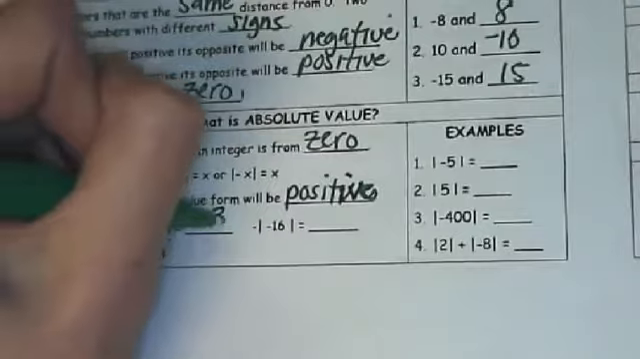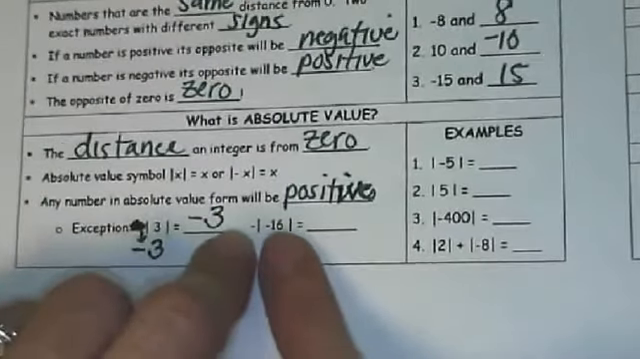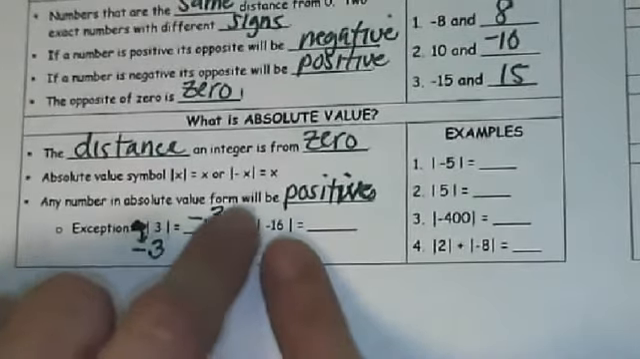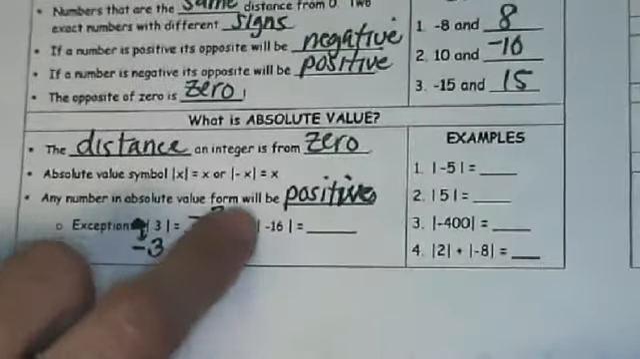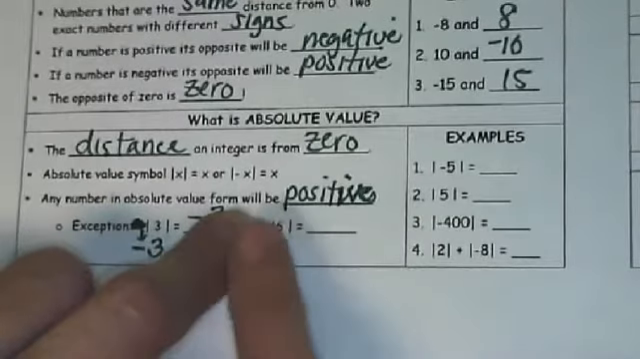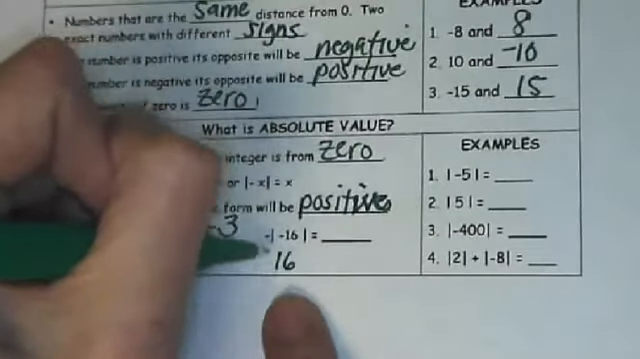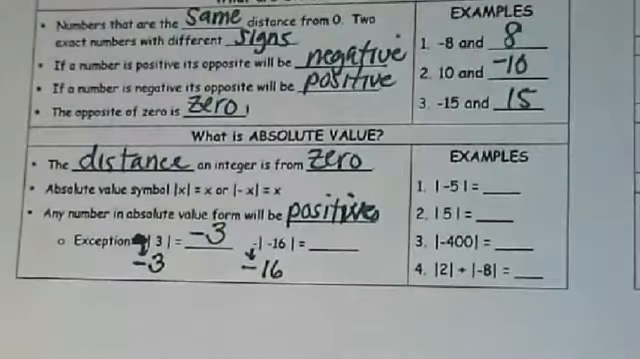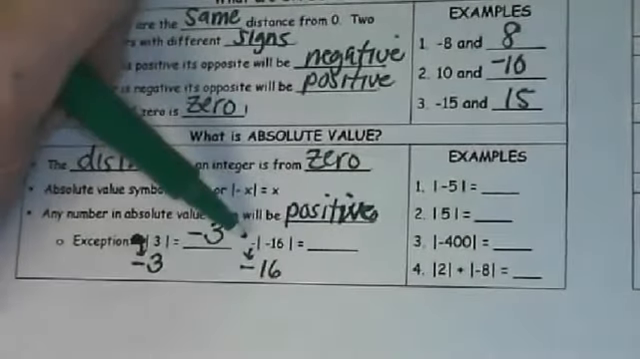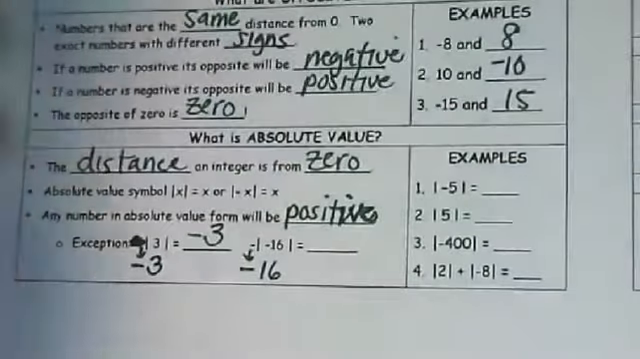Same with this one. You notice there's a negative symbol outside, even though I have a negative symbol inside, but I'm looking at it outside. So I'm going to cover that up first. Remember, any value inside those absolute value symbols is going to be positive. So the absolute value of negative 16 is positive 16. Then I'm going to bring down that negative. So I'm saying this is the opposite of the absolute value of negative 16. Alright? So negative 16 is the answer.